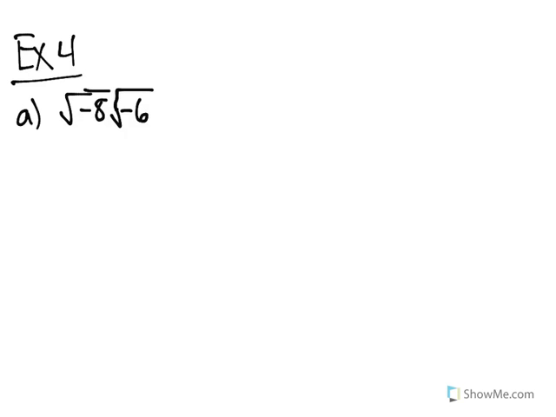Okay, example 4, basically you are rewriting the solution in standard form. So, first thing I need to do is I'm going to pull out, for the square root of negative 8, an i and make that square root of 8. And then I'm going to multiply that by, pull out the negative in front of the square root of negative 6 and make it a square root of 6.